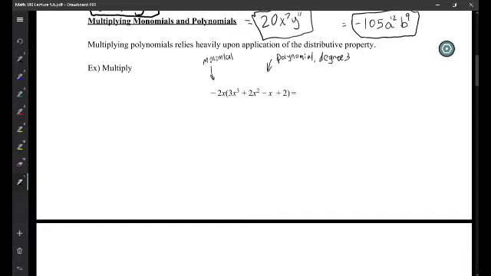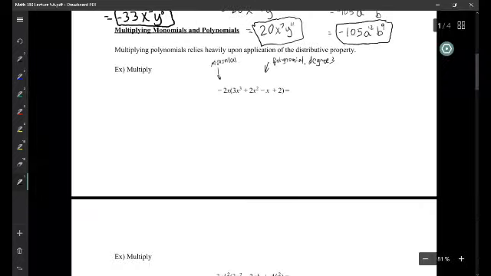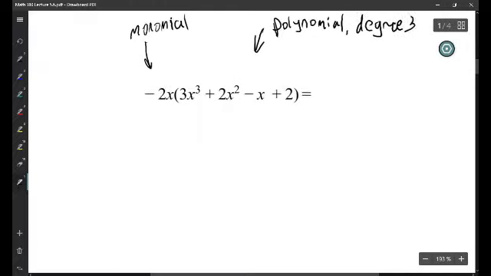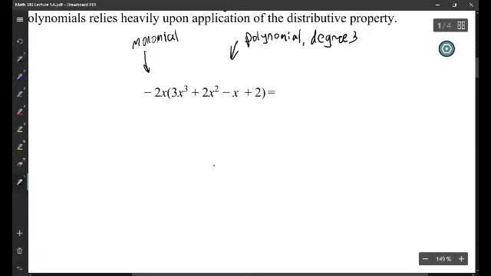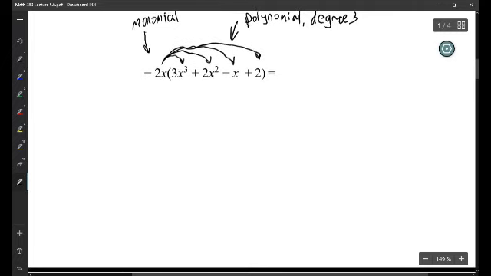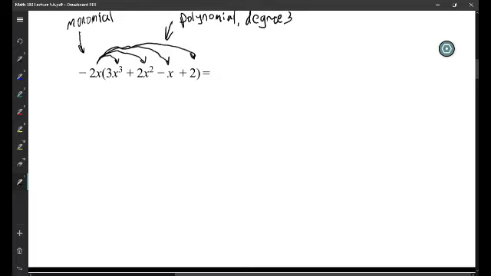And we need to use the distributive property here. The distributive property holds when there's more than 2 terms. And we want to use arrows to indicate that we're multiplying the outside monomial to each term of the polynomial in parentheses.